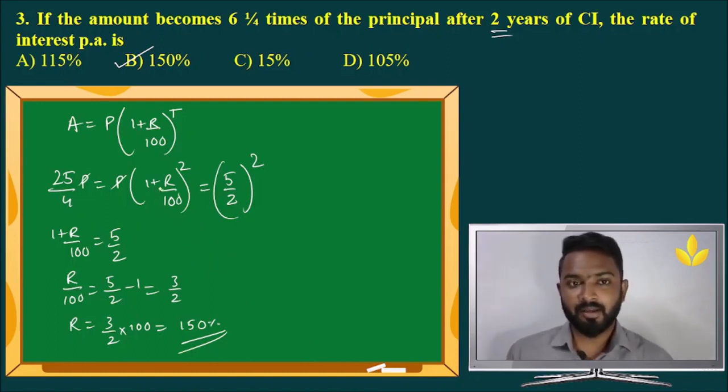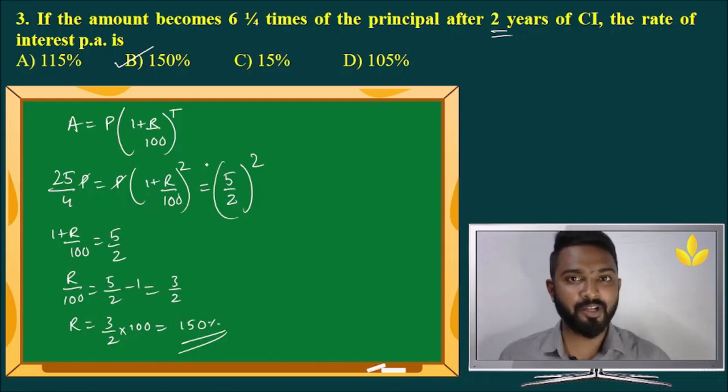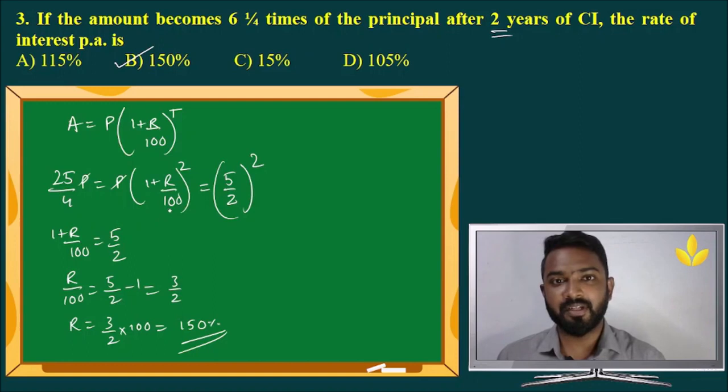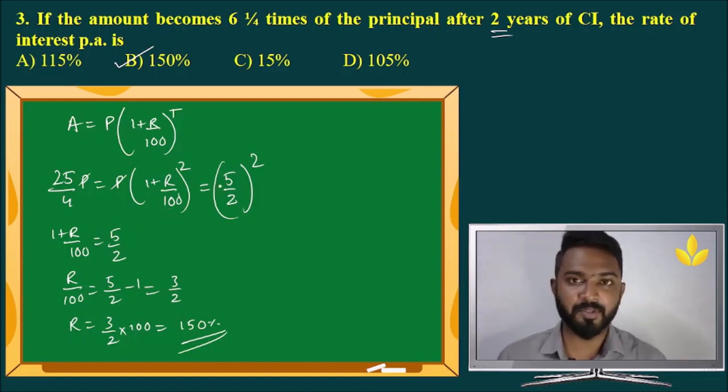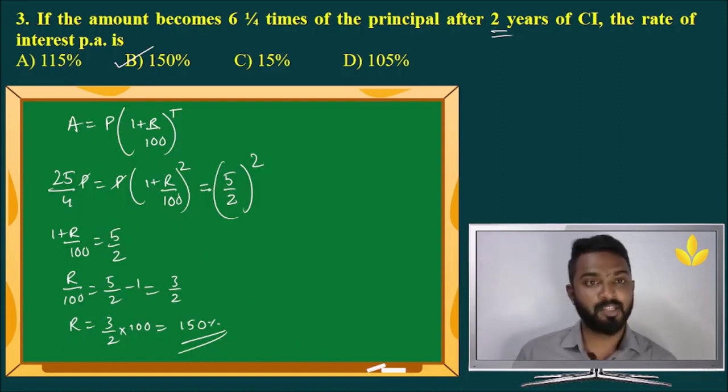Now how do you know when to use the formula and when you don't need to use the formula? Remember, when the rate is not given in compound interest, you have to use the formula. There is no other go. But if the rate is given, then you can use the flowchart method that I used in the previous two questions. Let's move on.